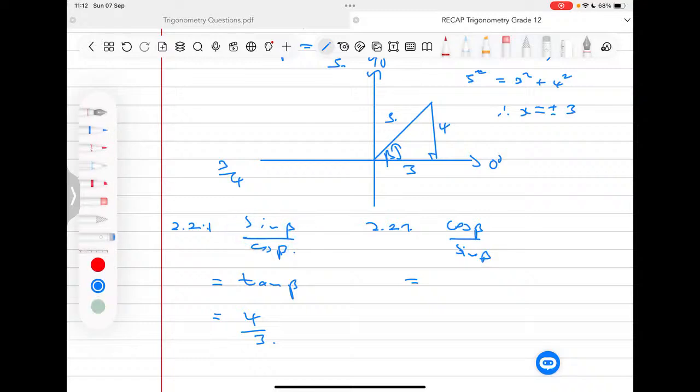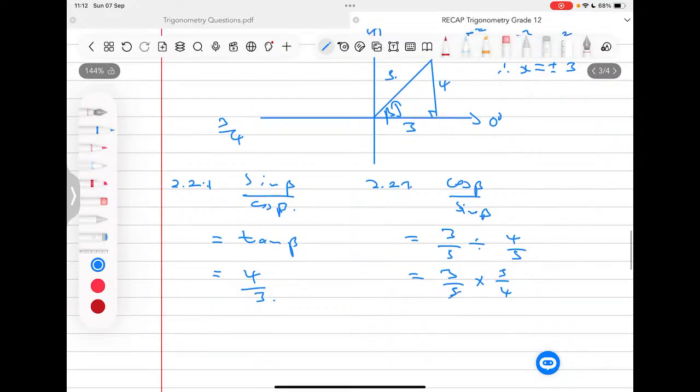If you look at the cos here, it will be given by what? Cos will be given by adjacent over hypotenuse. So that is a 3 over 5. And we're dividing this by the sine, which is opposite over hypotenuse. That is a 4 over a 5. And if we solve this type of a fraction, it will be 5 over a 4. Now, the 5 and the 5 would cancel and we get a 3 over 4. And this answer makes sense because these two are reciprocals of each other.